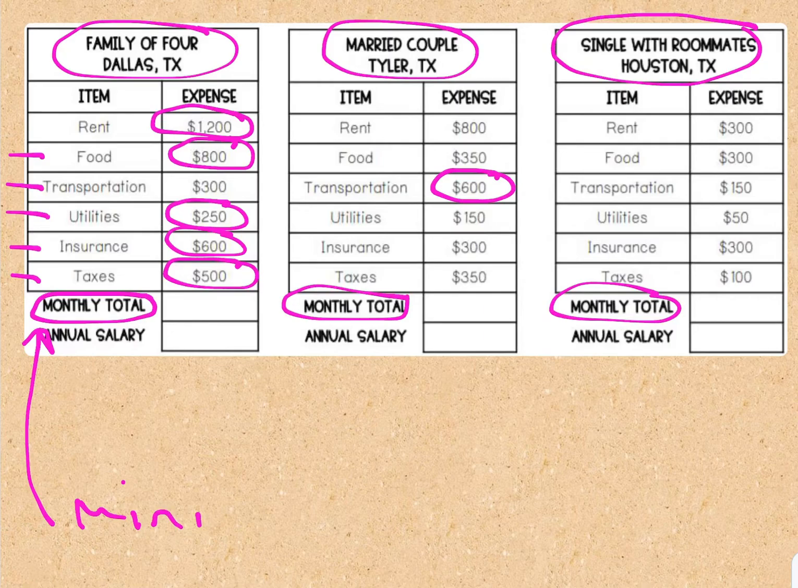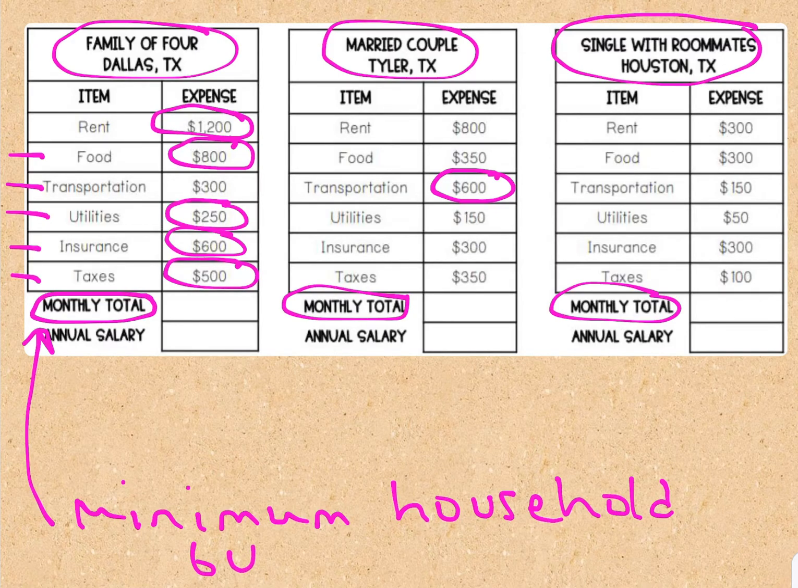This monthly total is the minimum household budget amount. That means that these families, these households or individuals have to make at least that total. When you find that total, they have to make at least that much to pay for all these items. And that's not even including all the extra stuff you want in your budget.